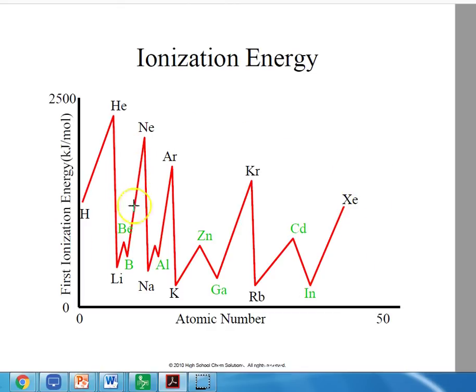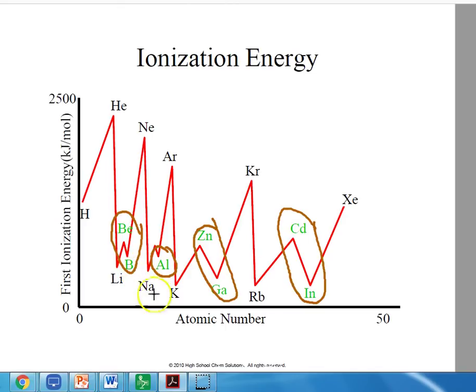Now see that there are some exceptions, and they're highlighted in green. And these exceptions show us areas where we think it should be increasing, but it actually drops. So you can see there, as we move from beryllium to boron, we see a drop. As we move from magnesium to aluminum, we see a drop. Zinc to gallium, we see a drop, and cadmium to indium, we see a drop.